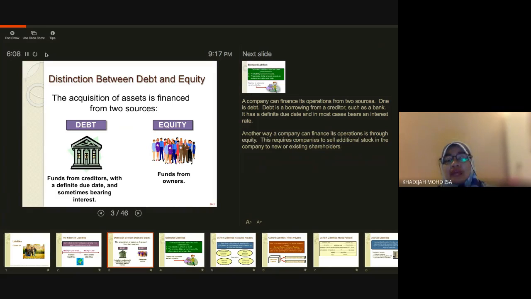So when you pay back later, you are going to pay back two parts. One is the principal portion, and the other part is the interest portion. So you have to differentiate between the principal and the interest, because the interest is your expense. That one we'll look into later.